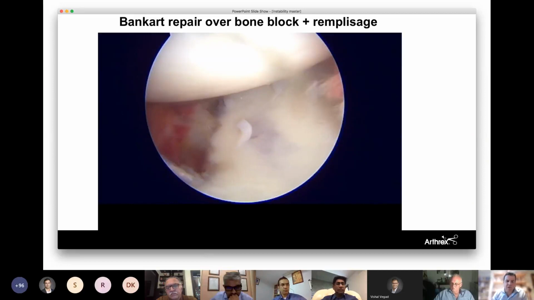And how long do you keep your patients in a sling after this? Yeah, I have 6 weeks. Normal, as a normal Bankart repair, 6 weeks.